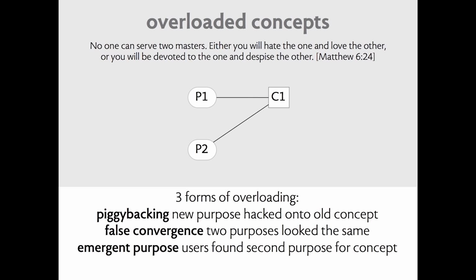False convergence means optimistically, you look at the beginning and you say, you know what? We can do two things with that one concept. Wow, isn't that cool? But you turn out to be wrong. And the third is what I call an emergent purpose, which is where you didn't recognize that actually a concept was so cool it would end up being used for multiple purposes, but that those purposes wouldn't quite align. So I would claim that the problem that I illustrated with my Fuji camera is an example of piggybacking.